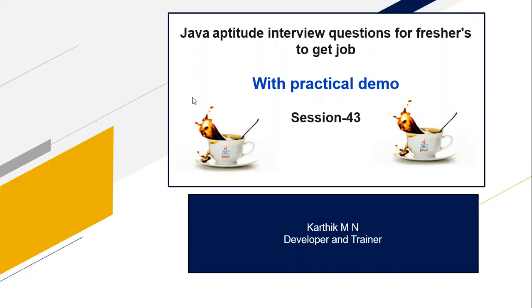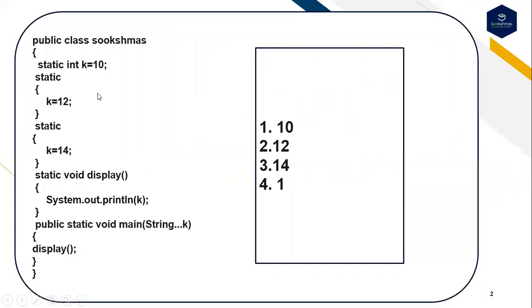We'll go for the first question. This is the first question: public class Sukshma, static int k is equal to 10. This is the static block. Here I have initialized the k value to 12. Another static block, here I am performing the initialization for the static variable as 14. This is a static method. Here I'm trying to display the value of k.